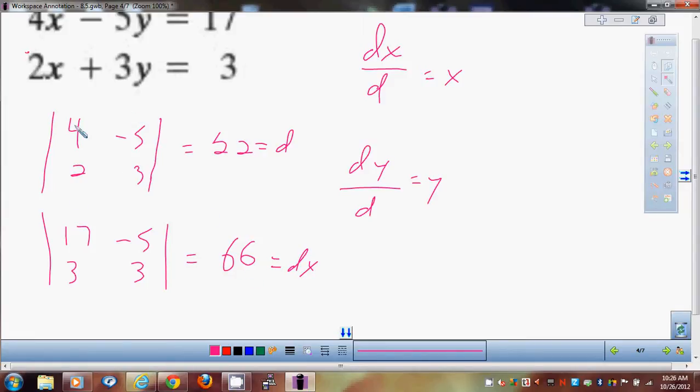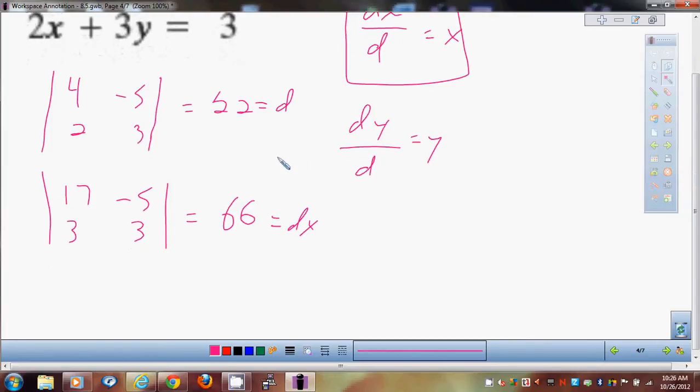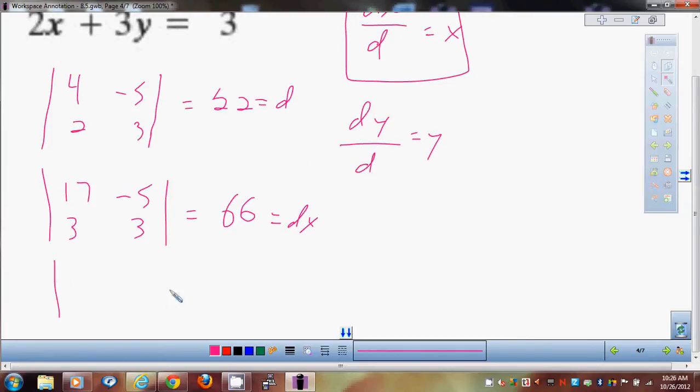It's the exact same as this one, but for dx, you take out the x column and you plug in the answers. It's what you need to find this. Well, I'll do that in just a second, but yes. For dy, guess which column we're going to take out? That's right, the y column.